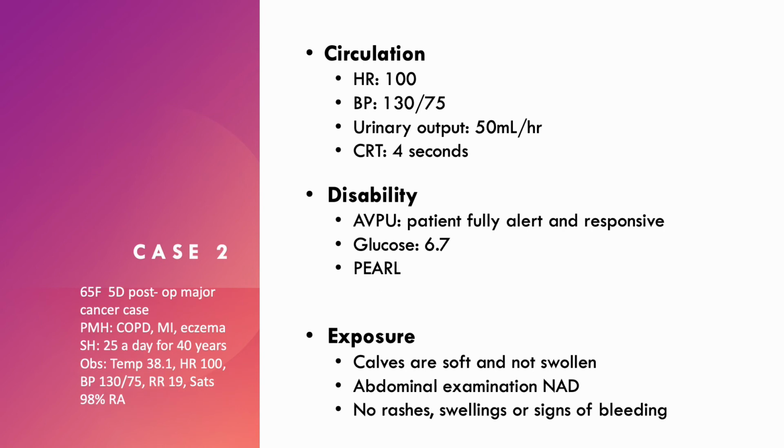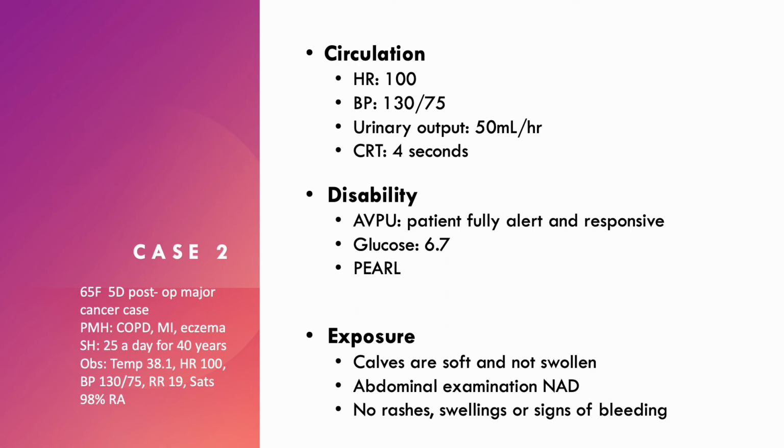So looking at the circulation, the patient has a heart rate of 100, a blood pressure of 130/75, a urine output of 15 mL per hour, a capillary refill time of 4 seconds. So that's sluggish, they're tachycardic. The urine output depends on the weight of the patient. Disability, the patient's alert and responsive, glucose is normal at 6.7 and the pupils are equal and reactive to light. Exposure, the calves are soft and non-tender, they're not swollen, abdominal exam is normal, the patient doesn't have any rashes, swellings or any signs of bleeding.